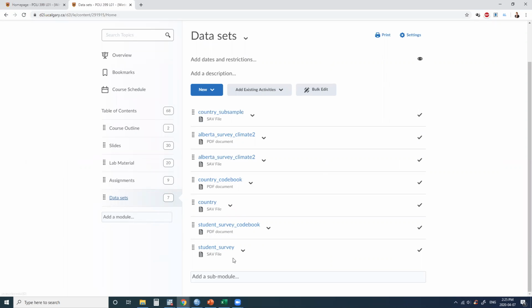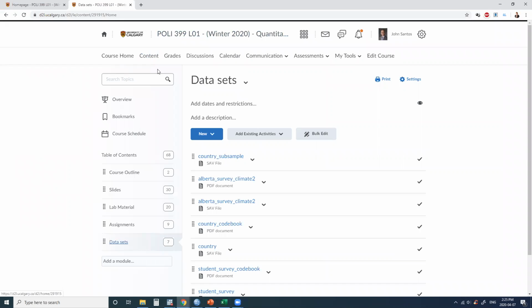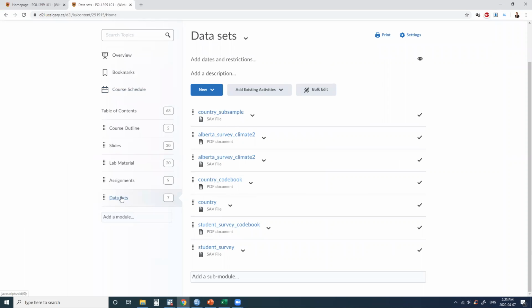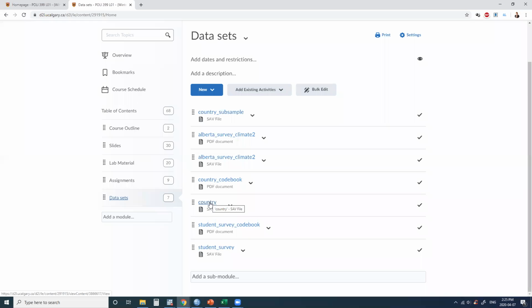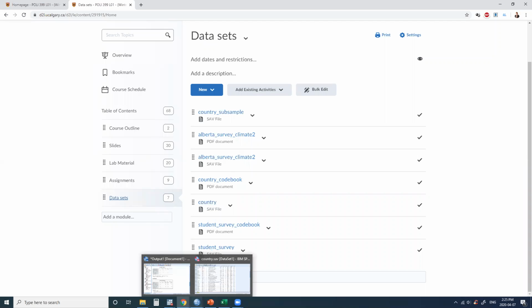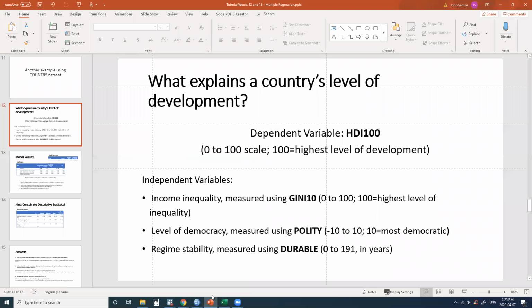But if you want to follow along in SPSS, you can go to D2L, go to the data sets section of content, and we're going to use the country data set. While folks are downloading that, I'm just going to introduce the problem here.